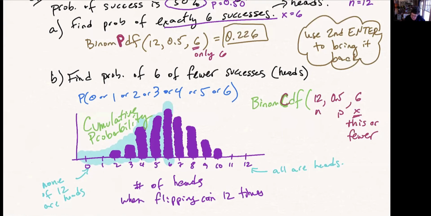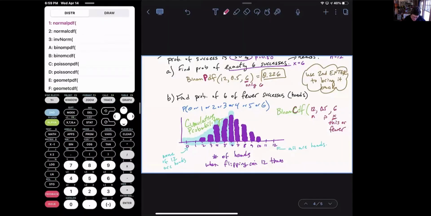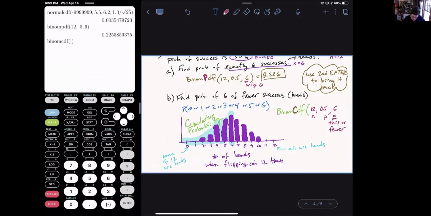So we can put this into our calculator in a second. Vars, and binom CDF is directly below binom PDF. Press enter, and we're going to put in that same stuff again, 12, 0.5, 6, and there we get 0.613.